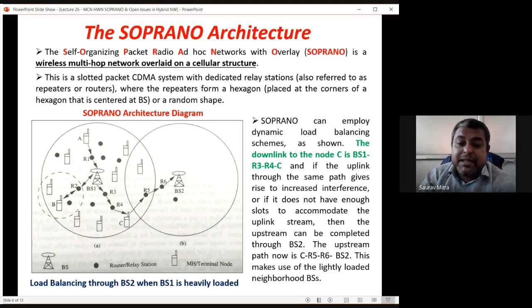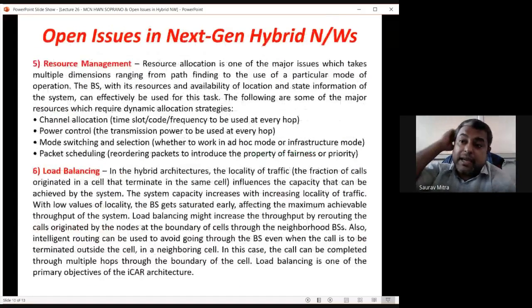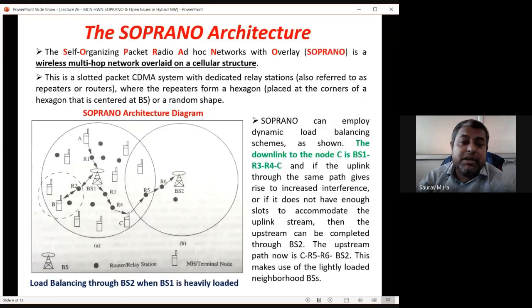So we can use a mix and match of ad hoc and cellular based network for the load balancing purpose. Always our main aim should be that the base station is kept as free as possible. That's why it is said that intelligent routing can be used to avoid going through the base station even when the call is to be terminated outside the cell in a neighboring cell. In this case, the call can be completed through multiple hops through the boundary of the cell. So if this B wants to send data here, it is not necessary to use the traditional path, that is B to BS1, BS1 to BS2 by hotline, and BS2 to downstream. This is the traditional path.